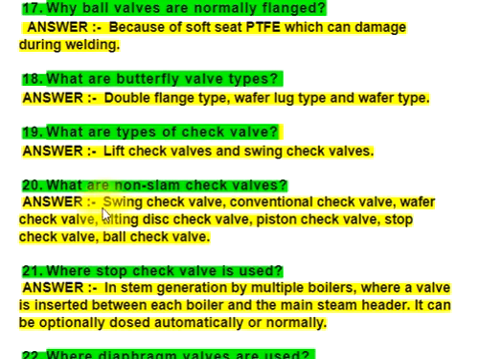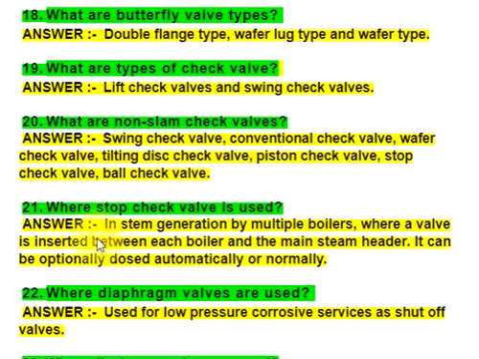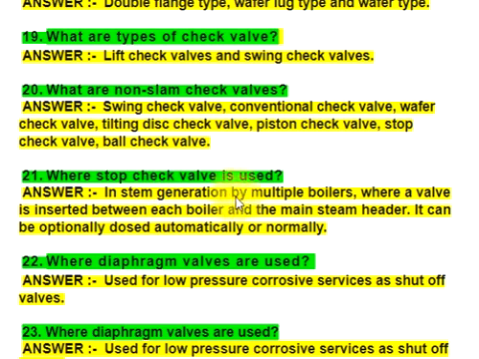20. What are non-slam check valves? Answer: swing check valve, conventional check valve, wafer check valve, tilting disc check valve, piston check valve, stop check valve, ball check valve. 21. Where stop check valve is used? Answer: in steam generation by multiple boilers, where a valve is inserted between each boiler and the main steam header. It can be optionally closed automatically or normally.